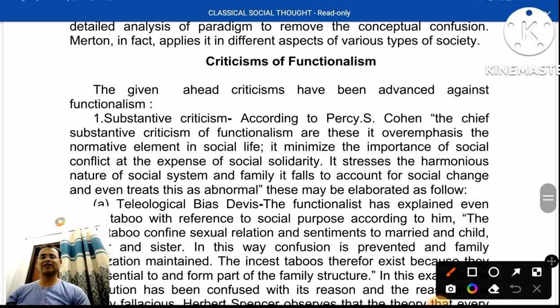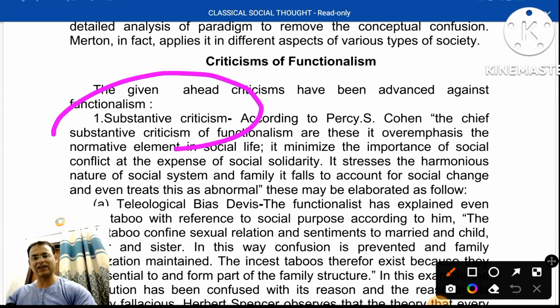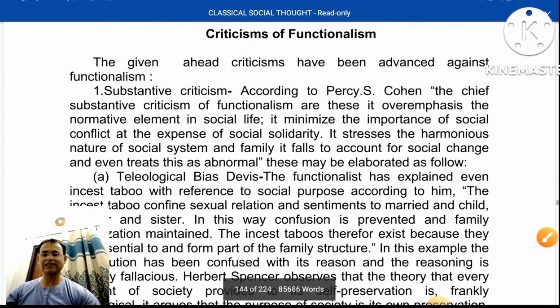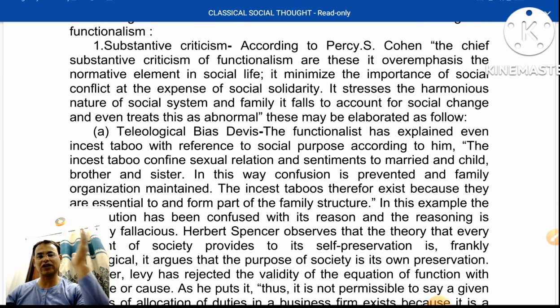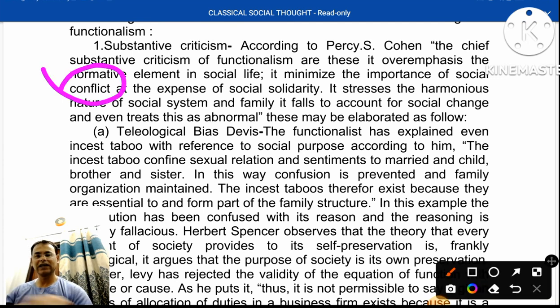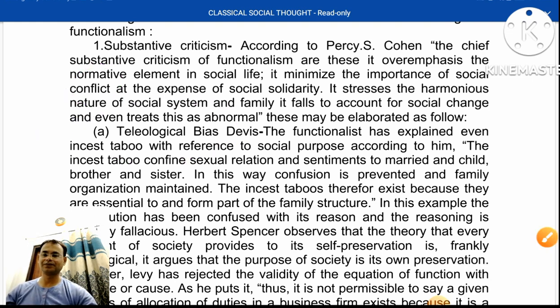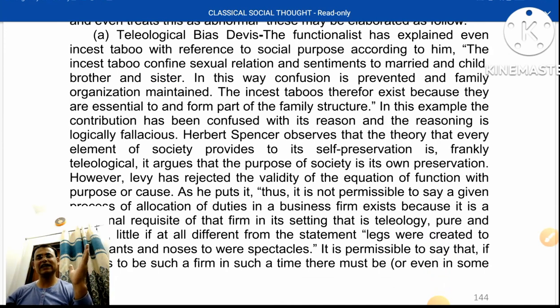Criticism of functionalism: great criticism has been advanced against functionalism. Substantive criticism. According to Percy Cohen, the chief substantive criticisms of functionalism are these. It overemphasizes the normative element in social life, minimizes the importance of social conflict and exaggerates social solidarity. Teleological bias: functionalists have explained every incest taboo with reference to social purpose. The incest taboo confines sexual relation and sentiment to marriage and to parent and child, brother and sister. In this way, confusion is prevented and family organization maintained.